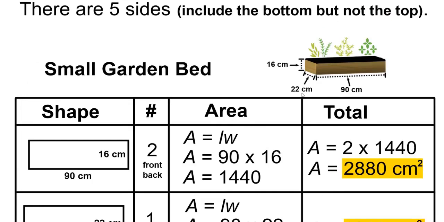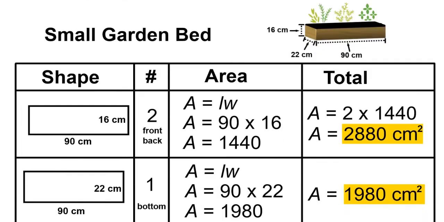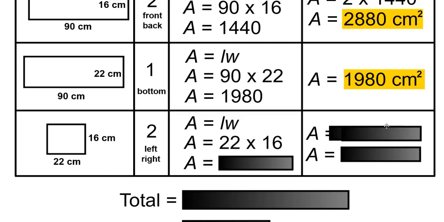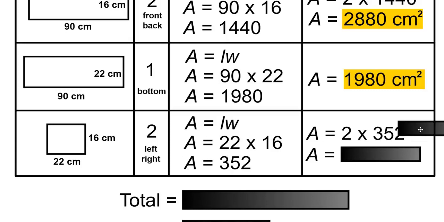And we have the sides, which are 22 by 16. There's a left side and a right side, so there'll be 2. Area equals length times width. Area equals 22 times 16. The area will be 352. Multiply that number by 2 as there's 2 sides, and we get a total area of 704 centimeters squared.